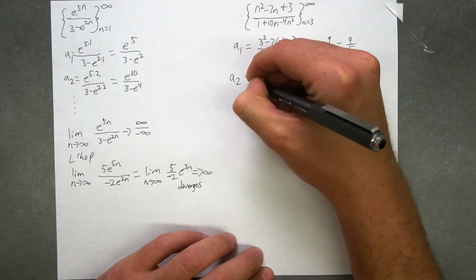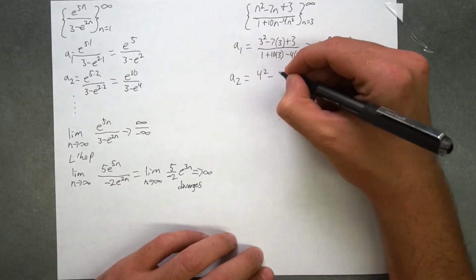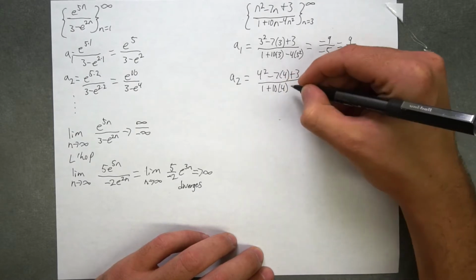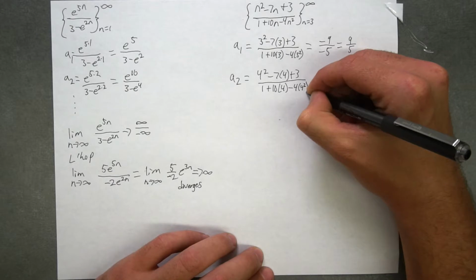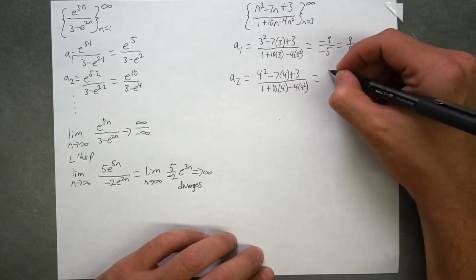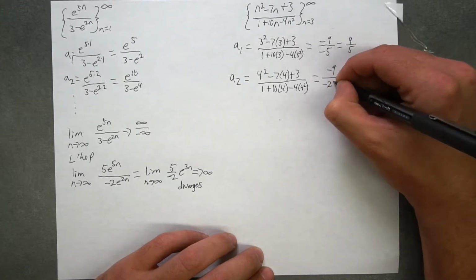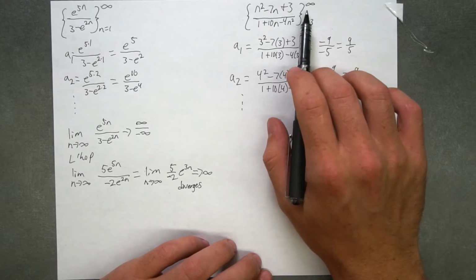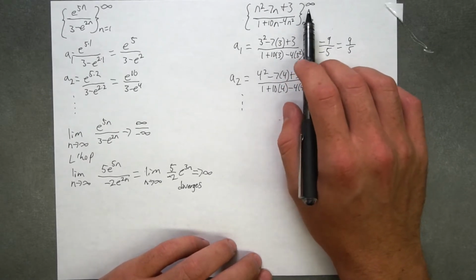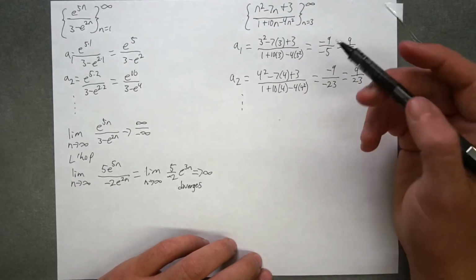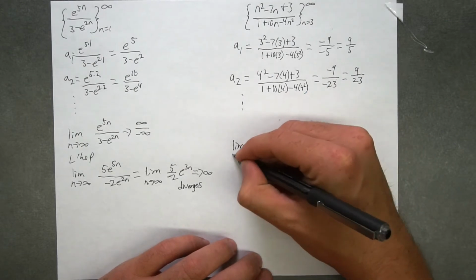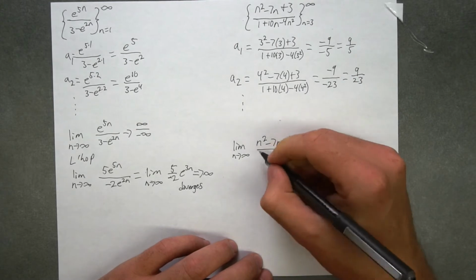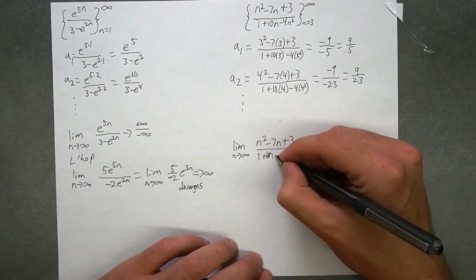Likewise, we can do this with a2, which is 4 squared minus 7 times 4 plus 3 over 1 plus 10 times 4 minus 4 times 4 squared. The numerator here is equal to negative 9, the denominator to negative 23, or 9/23. This also goes on until our top limit, but here our final number is infinity. So if we want to check whether this sequence converges or diverges, we take the limit as n approaches infinity of n squared minus 7n plus 3 over 1 plus 10n minus 4n squared.